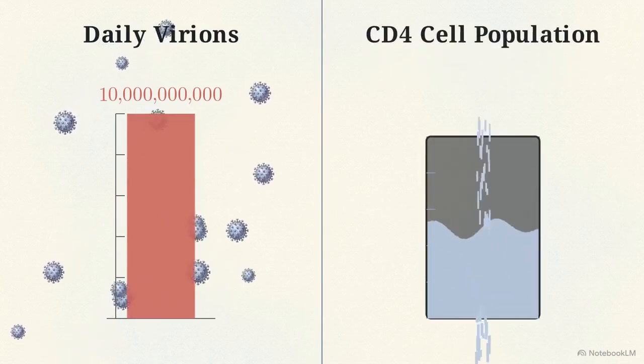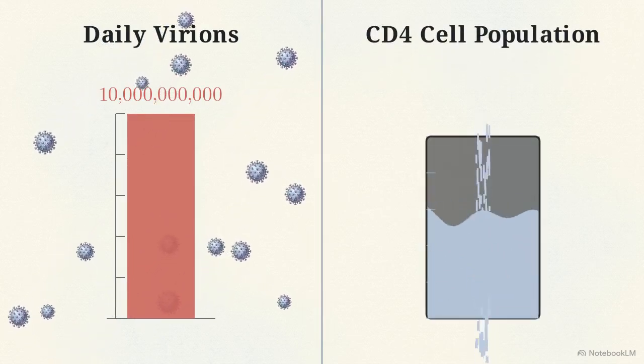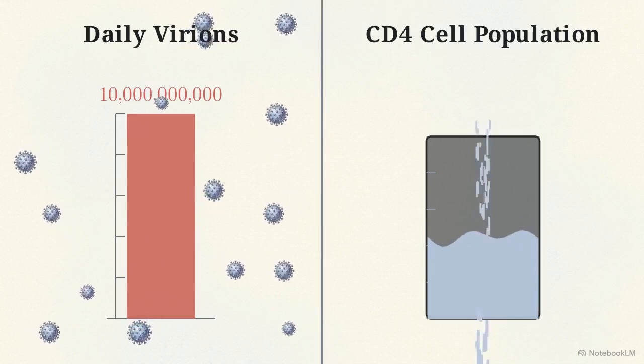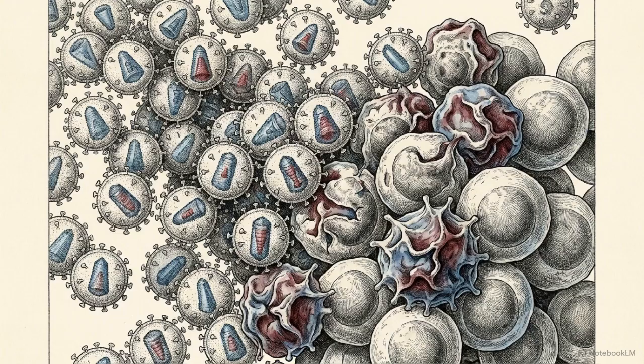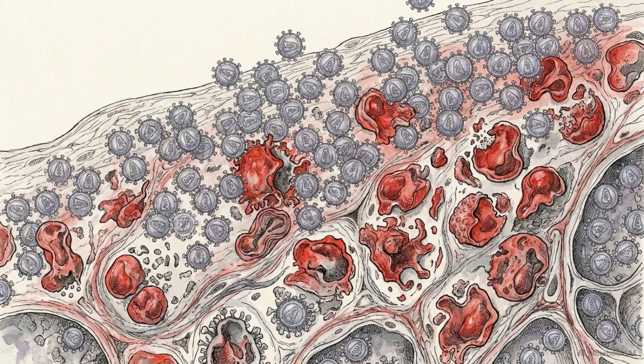The immune system attempts to compensate, rapidly turning over its CD4 cell population to replace those destroyed by the virus. That initial binding to the CD4 receptor sets off a multi-year cascade of cellular exhaustion. The body cannot outpace the viral replication rate, leading to a progressive failure of the immune system.